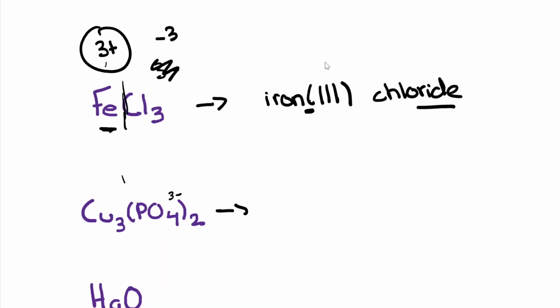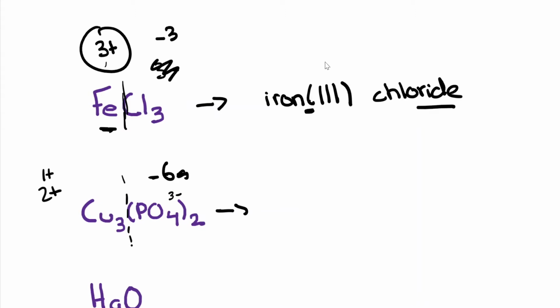What we do is we take the part that we do know. So copper can have either a 1 plus charge or a 2 plus charge. But the polyatomic ion is going to have a 3 minus charge. And since there's 2 polyatomic ions, this section of the compound is going to have a net charge of -6.